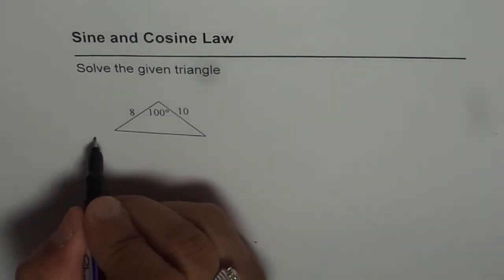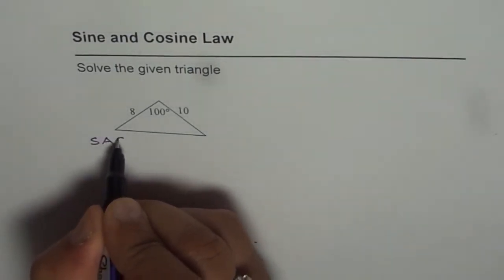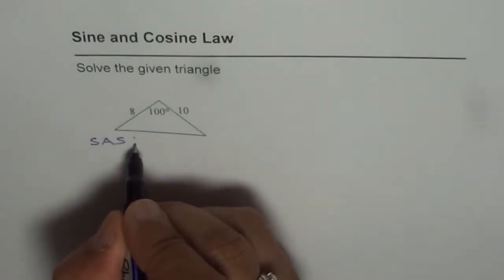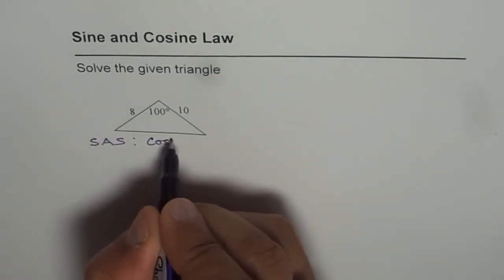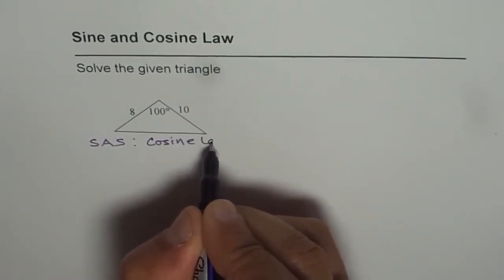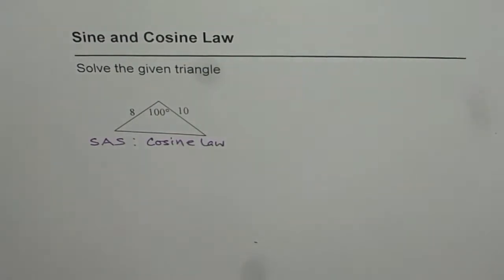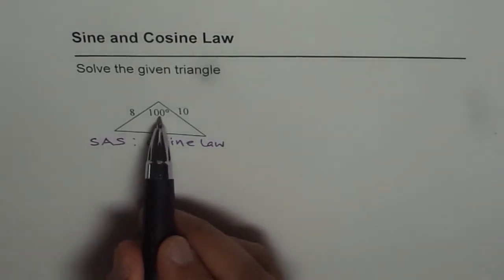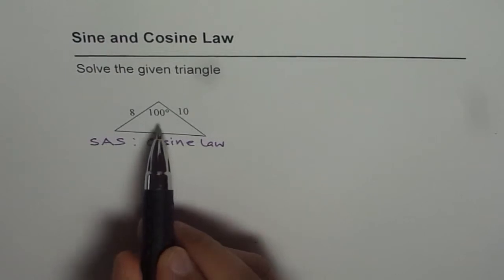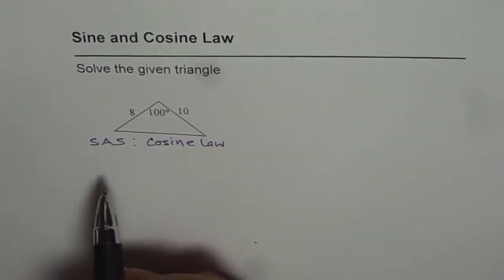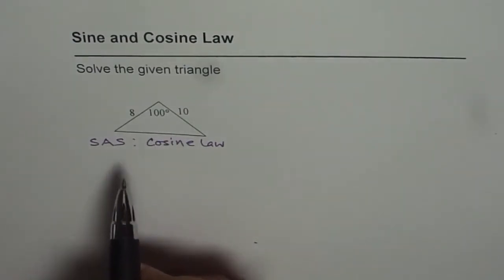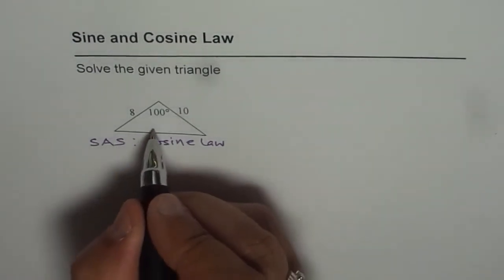So the case is side, angle, side, the included angle, right? In that case, we need to apply cosine law first. The reason is that to apply sine law, we need a known set of opposite side and angle, which we don't have here, right? We know the angle, but the side opposite to that given angle is unknown, and therefore we cannot use sine law.